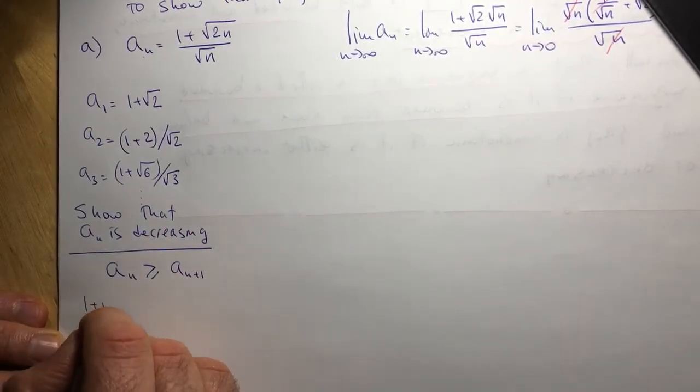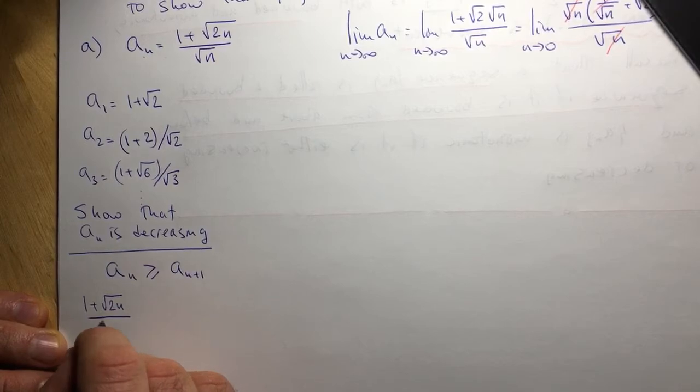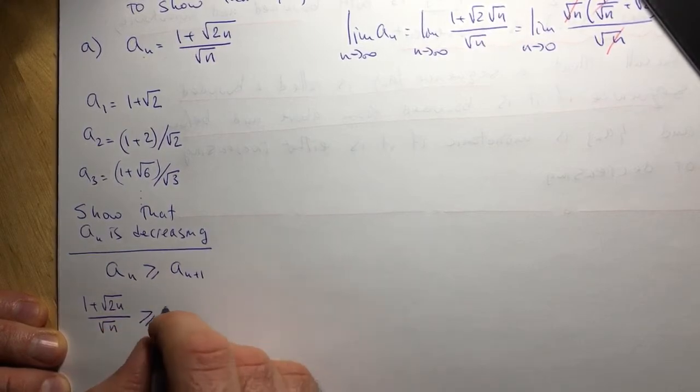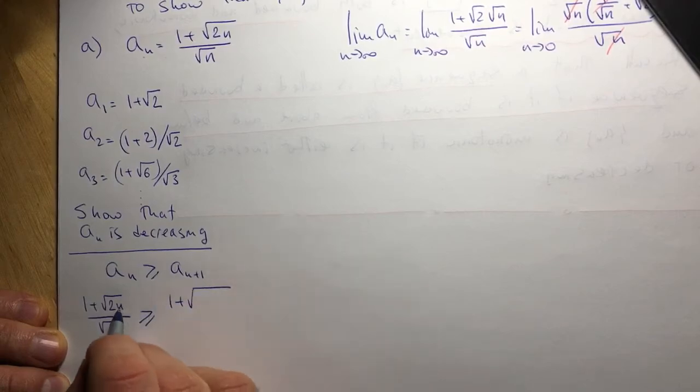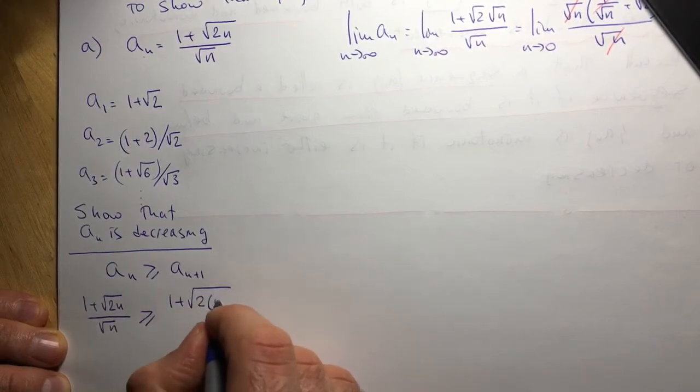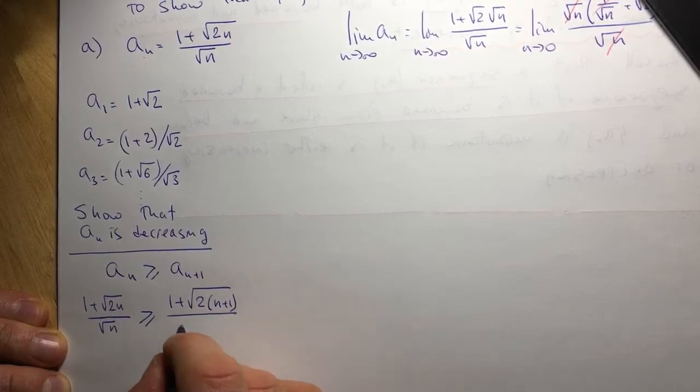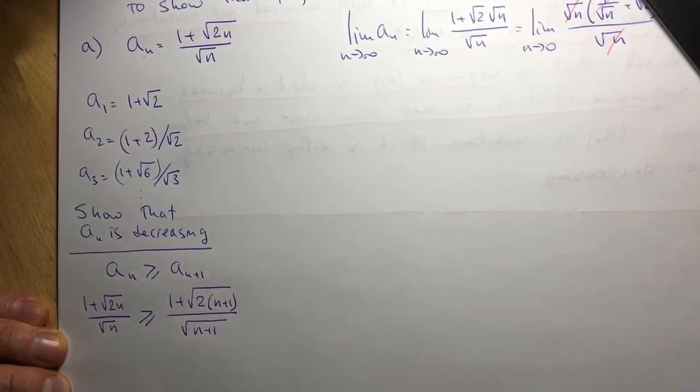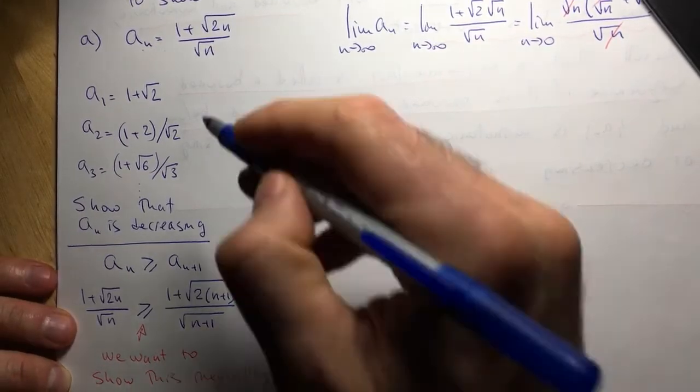So let's write down what we are trying to prove. AN is 1 plus square root of 2n over square root of n. I want to show that it's greater than or equal to 1 plus square root of, how much is n plus 1? Well, instead of n, put n plus 1, so 2 times n plus 1 over square root of n plus 1. We want to show this inequality.